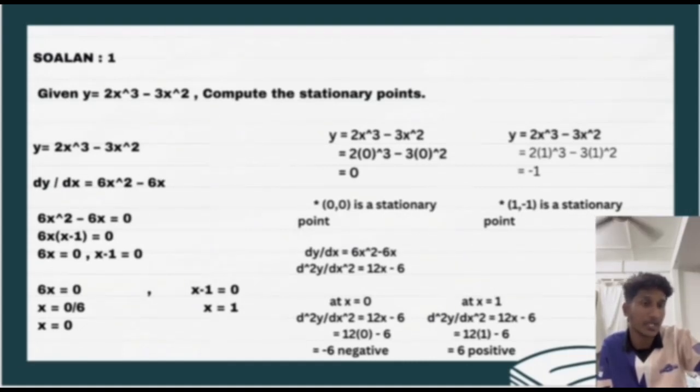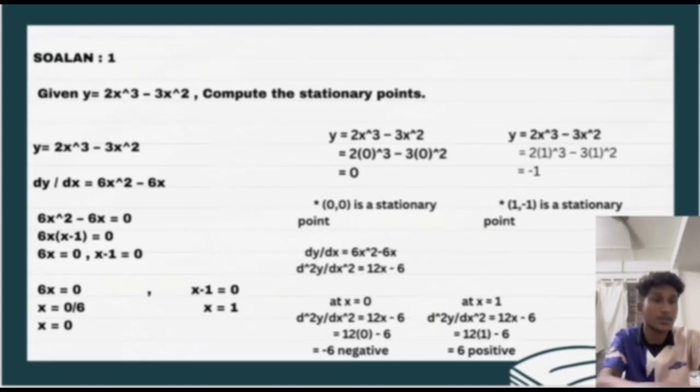Now we need to find the coordinate x. 6x(x minus 1) equals 0. Now the coordinates for x are x equals 0 and x equals 1. After that we need to find the coordinate for y. Write down the equation and substitute x with 0. We will get the first coordinate y is 0 and the second is negative 1. After that we need to find the negative and positive. We will get negative 6 and positive 6. After that we can go to the graph.